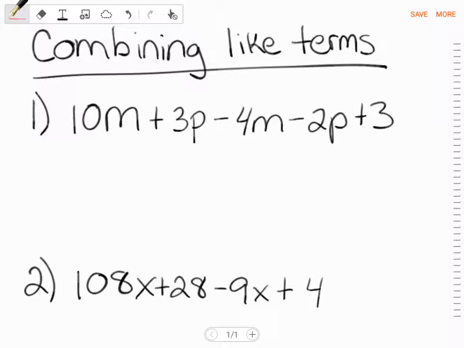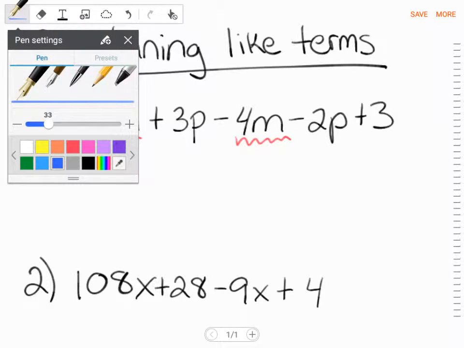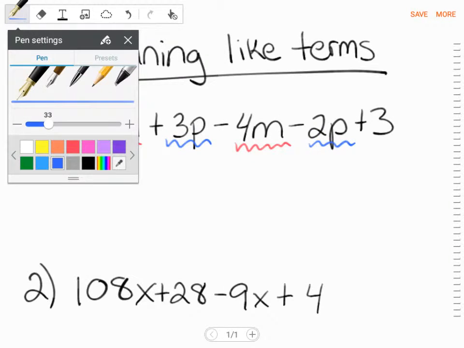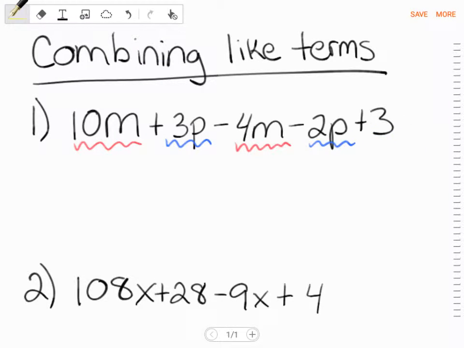So when we go in here, we need to figure out which ones have the same variables that are raised to the same power. Well, we've got 10m here, and 4m. That m is the same in both terms, and it's both raised to the same power. So those are like terms. We also have 3p and 2p. Those both have the same variable, and they are raised to the same power. And then we have this lonely 3 out here on the side.